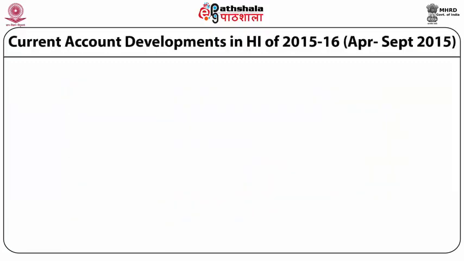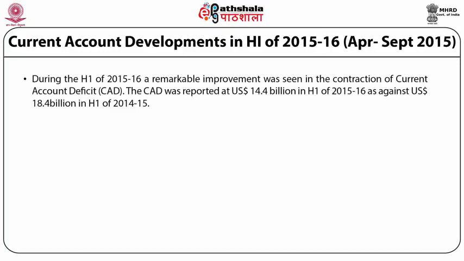Now if we see the current account developments in the first half of 2015-16, during this time there was a remarkable improvement in the contraction of current account deficit. It was reported as 14.4 billion US dollars in the first half of 2015-16 as against 18.4 billion US dollars in the first half of 2014-15.